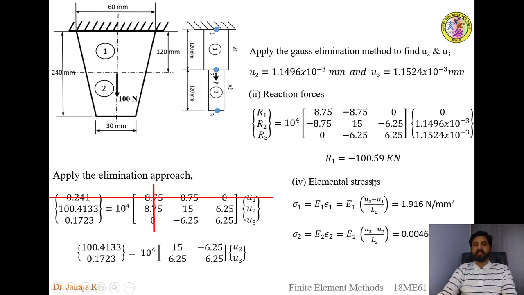Then we can obtain the elemental strains, and from the elemental strains we can obtain the elemental stresses. So sigma 1 is equal to E1 into epsilon 1, where epsilon 1 is U2 minus U1 divided by L1. Substituting these values, sigma 1 is equal to 1.916 Newton per mm square. Similarly, the elemental stress for element 2, sigma 2, is equal to E2 into epsilon 2, where epsilon 2 is U3 minus U2 divided by L2. Sigma 2 is equal to 0.00466 Newton per mm square.